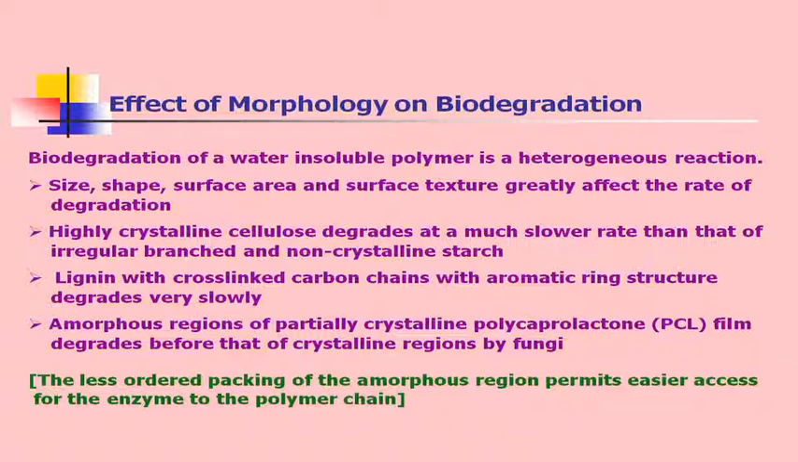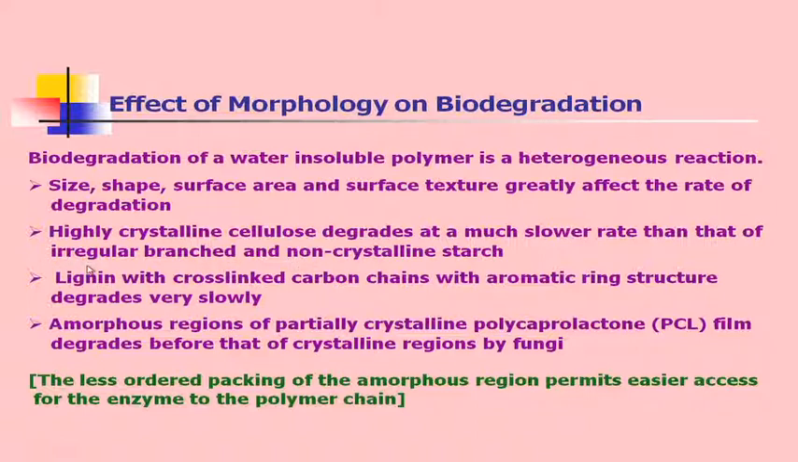Now, the effect of morphology on biodegradation. As I pointed out, morphology or microstructure are also influential parameters for biodegradation of polymers. Biodegradation of a water soluble polymer is a heterogeneous reaction. So, size, shape, surface area and surface texture greatly affect the rate of degradation of the polymers. Highly crystalline cellulose degrades at a much slower rate than irregular branched and non-crystalline starch.